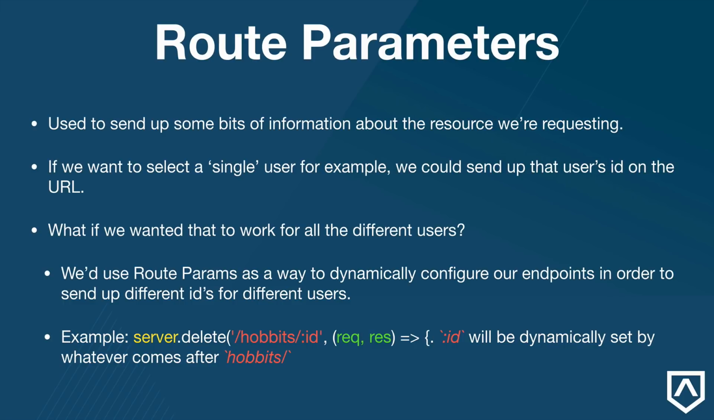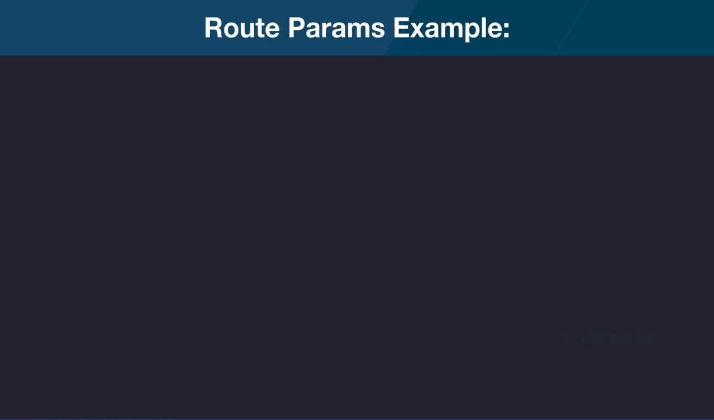Here we have server.delete('/hobbits/:id'). The ID will be dynamically set to whatever comes after hobbits. So if you send up Frodo as a string after hobbits, ID will be a key value pair where ID is the string Frodo. But I'm sure you're starting to get the picture here. But let's look at a code example.